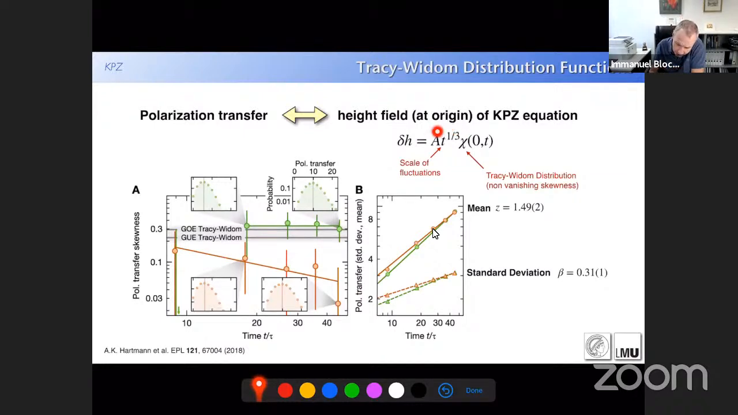We can also check the 1/3. What's the scale of the fluctuations? So what's the standard deviation of this distribution? How do the fluctuations scale as a function of time? Here you can see the green curve again being the 1D situation, and the brown curve the 2D situation. For the green curve, the standard deviation evolves as a function of time with an exponent of 0.31. Actually, very good agreement with what we expect for the 1/3 in the KPZ universality class.